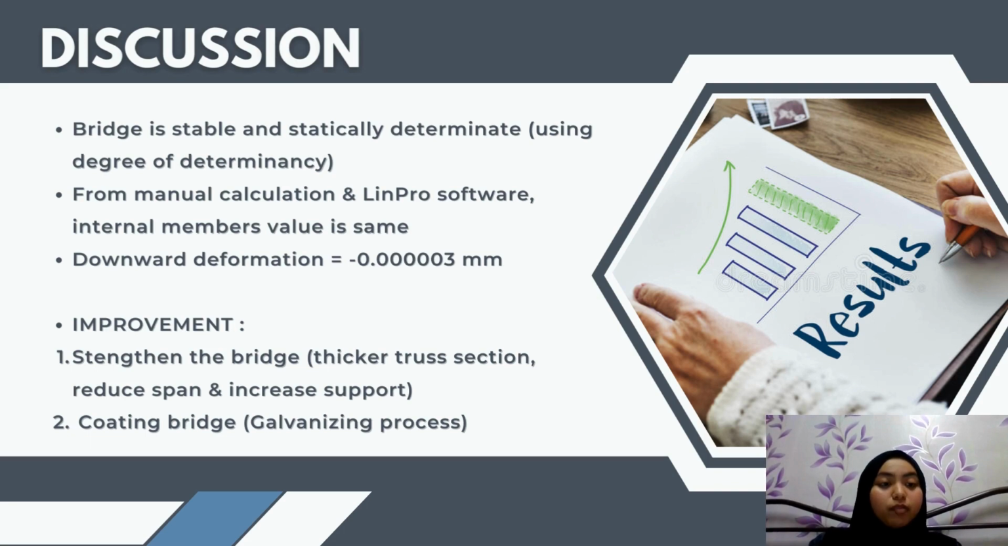So some improvements that can be made for this bridge: we can strengthen the bridge by thickening the truss section, reducing the span of the bridge, and increasing the number of supports. We also can protect the bridge from rusting, such as by using the galvanizing process with zinc metal on the steel.